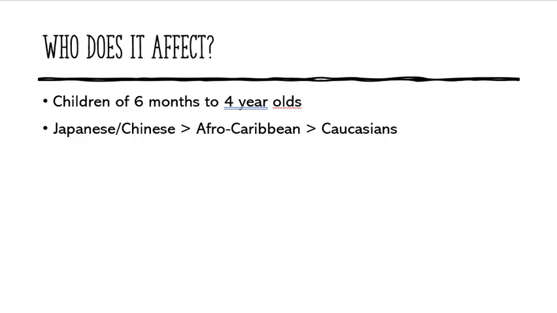So who does it really affect? It usually affects children of 6 months to 4-year-olds, but it can affect them up to 5 years old. It usually affects Chinese people more, as seen in the name Kawasaki disease, more than African Caribbeans and Caucasians.